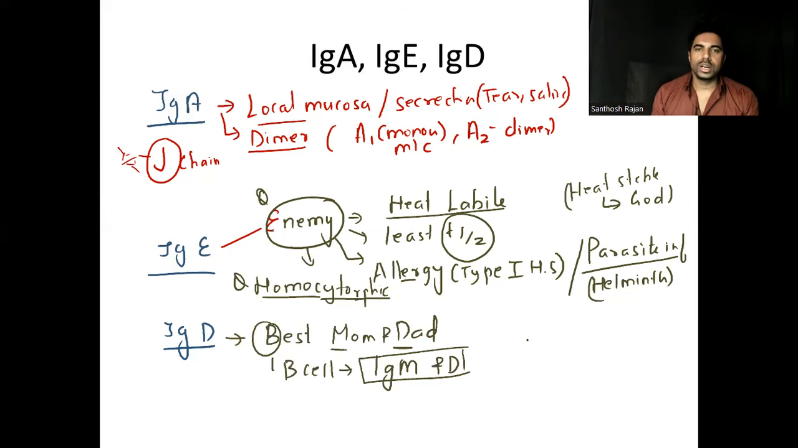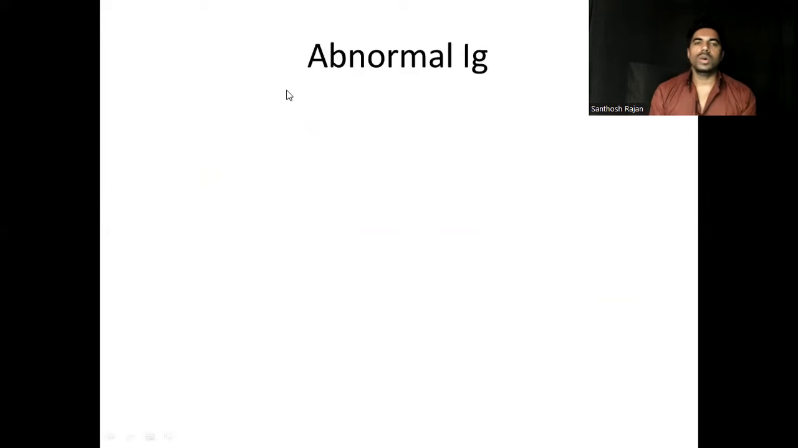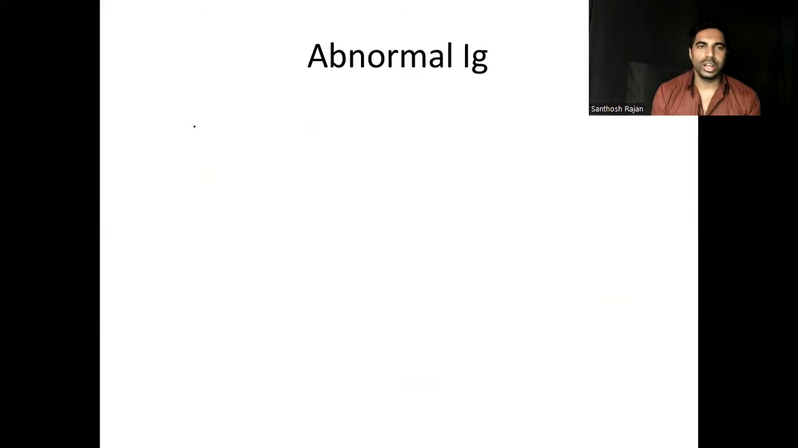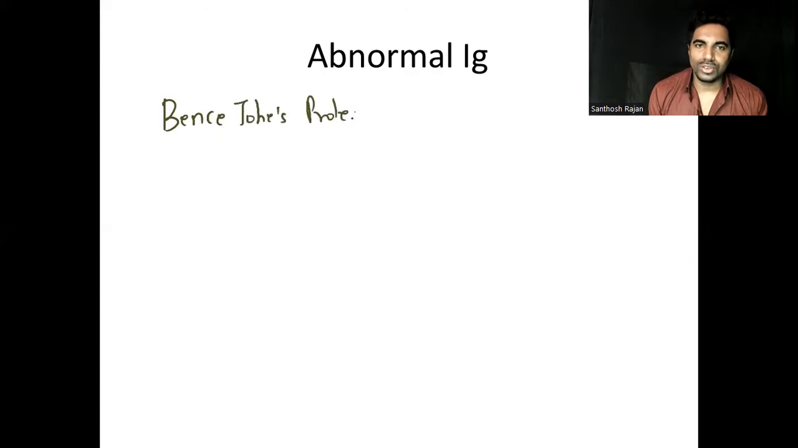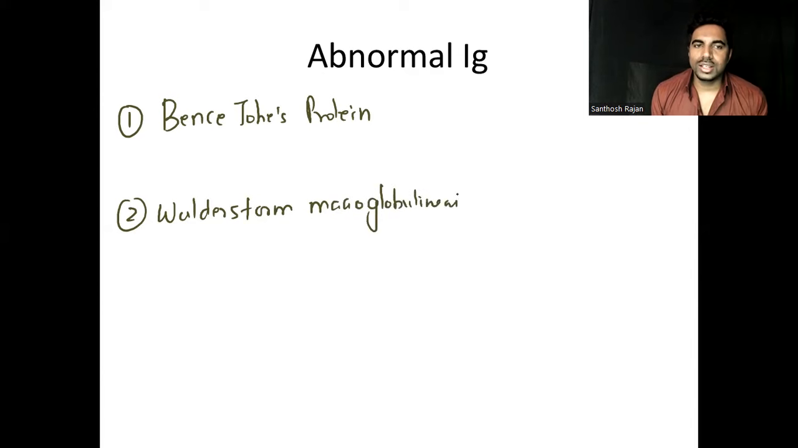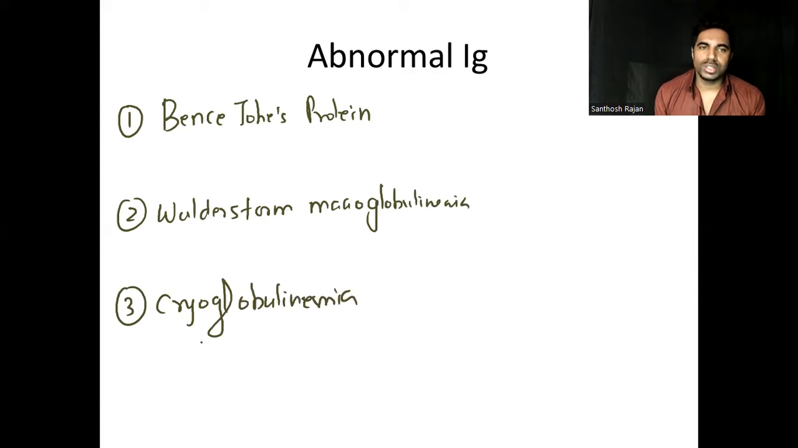And then next, we finish with the immunoglobulin. Now, abnormal immunoglobulin. When you talk about abnormal immunoglobulin, one thing must be striking your mind. That is your Bence Jones protein. We'll talk, you know that already. Number two is Waldenstrom macroglobulinemia. Another one is cryoglobulinemia. You must have said it many times.